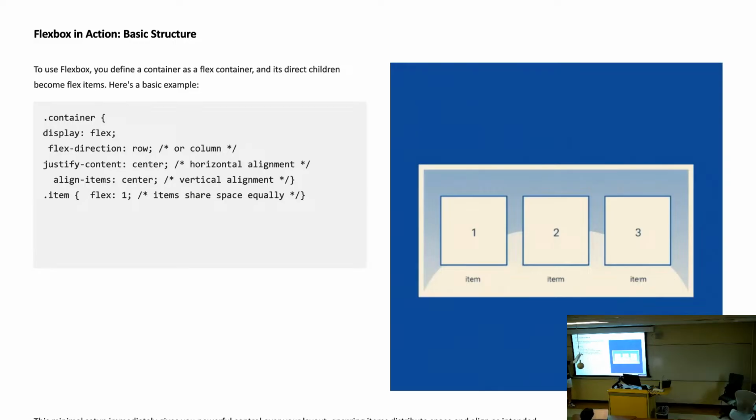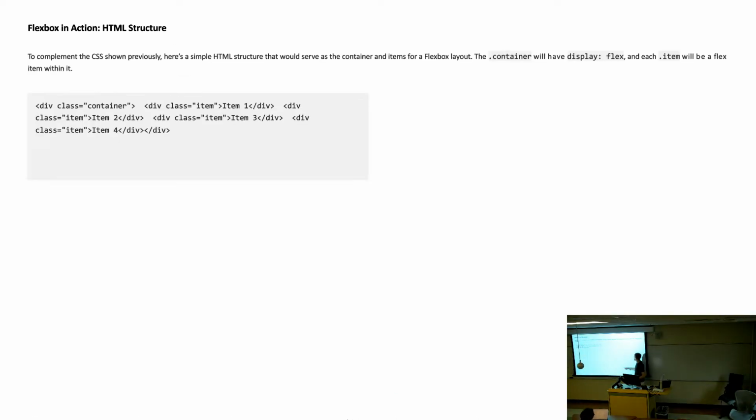And then now when we go to the item portion, that's our child. We're going to define flex: 1 to say that the items in this content are going to be the items we want to use Flexbox on. Little example is right here. This is how your HTML code will look.